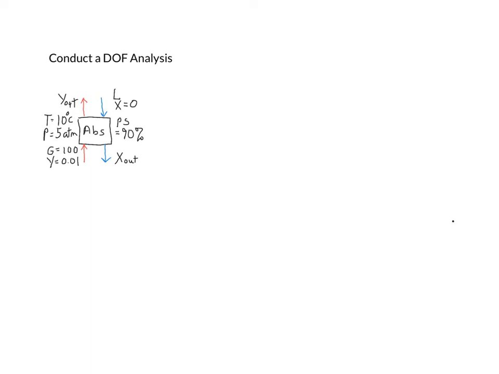The next step is to conduct a degree of freedom analysis. Is there enough information to solve for the unknowns in this problem? So let's look at the unknowns first. They are the liquid flow rate, water, the composition of the liquid leaving, and the composition of the gas leaving.